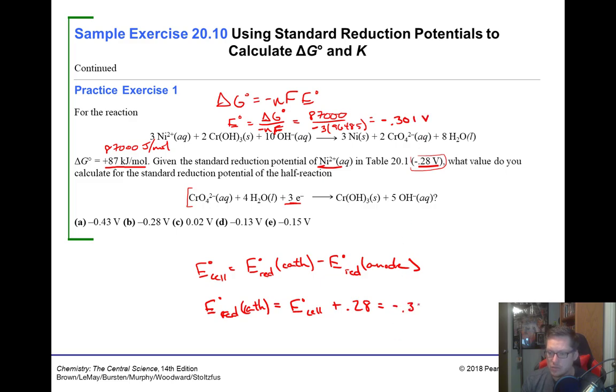So negative 0.301 plus 0.28. So the E reduction of the cathode is equal to plus 0.28. I got negative 0.02, which is the correct number of sig figs because we added these together. Remember, when you add them up, you line them up, and you can't go any farther, so we have to stop at the hundredths place, so negative 0.02. All right, so it'd be that one right there.